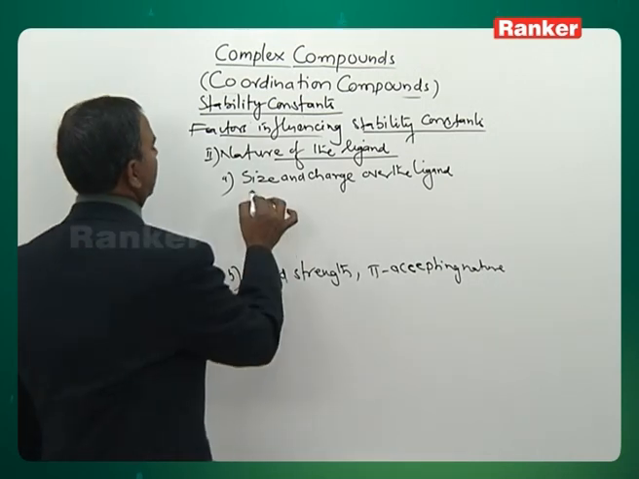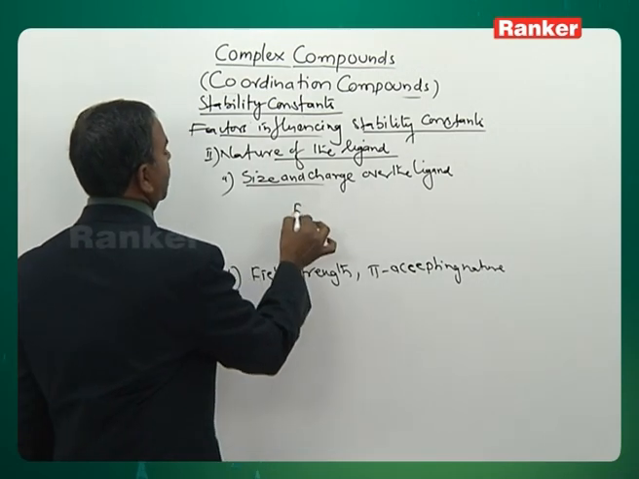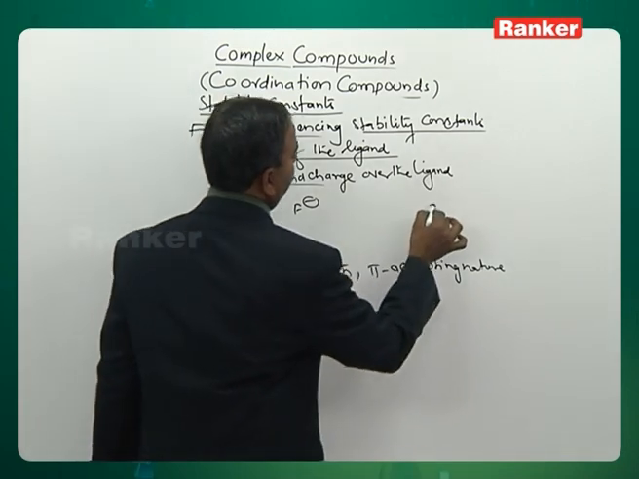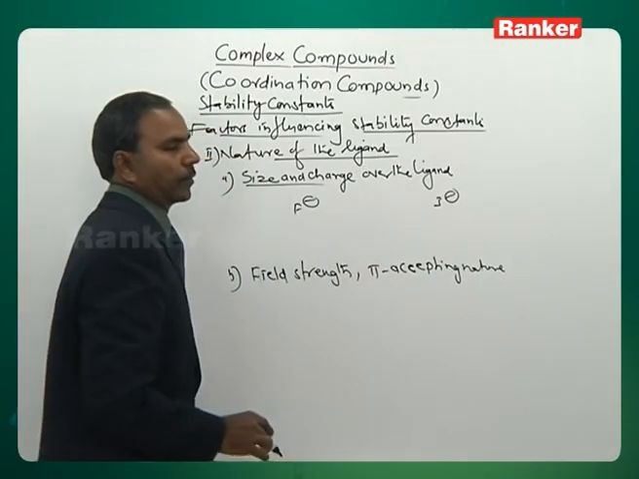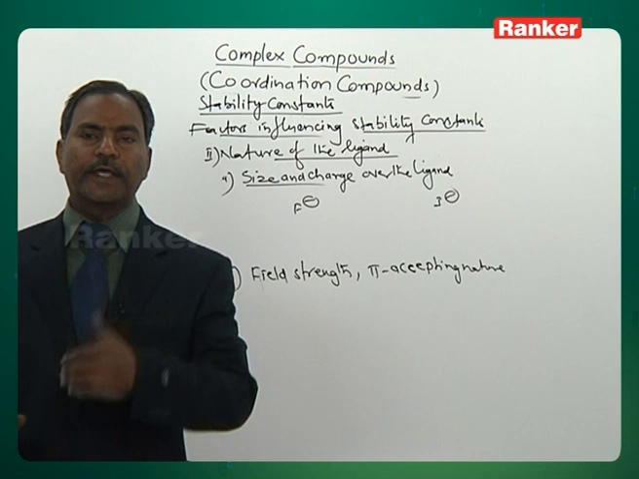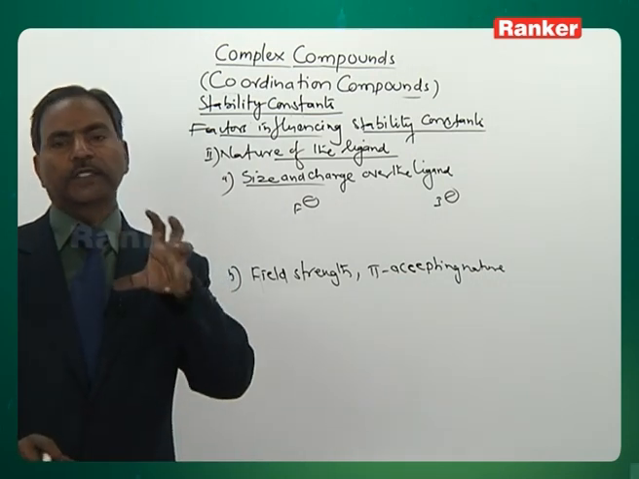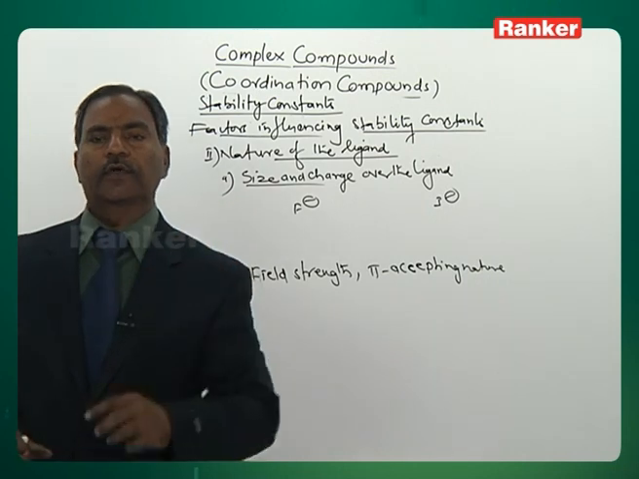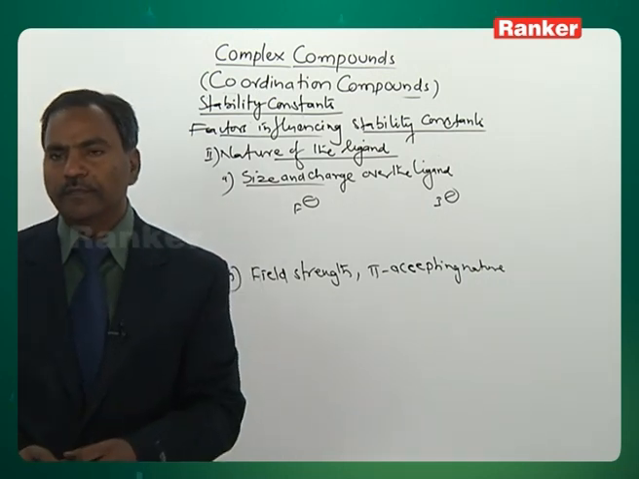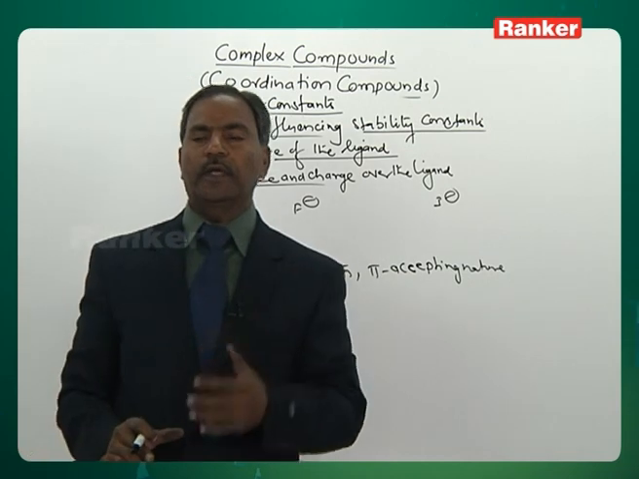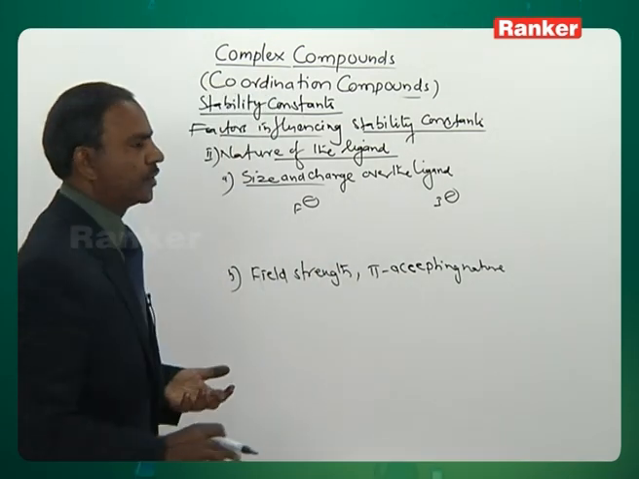Size and charge of the ligand. A ligand with smaller size, take fluoride, take iodide. A ligand with smaller size possesses again greater charge density. Once charge density is more, it can show great electrostatic force on the metal cation, and strength of the bond will be high, therefore produce a highly stable complex.